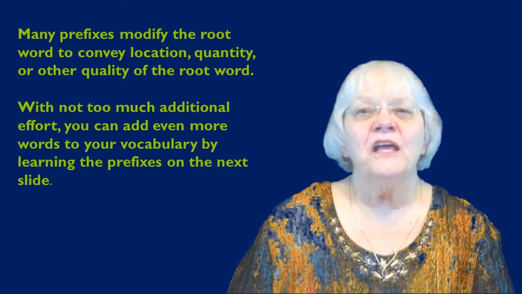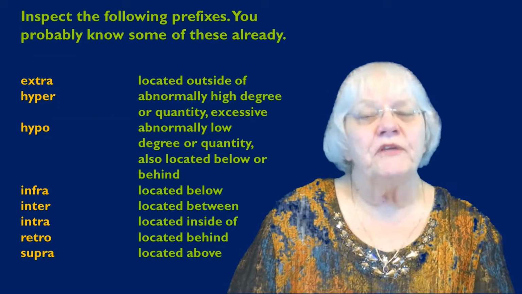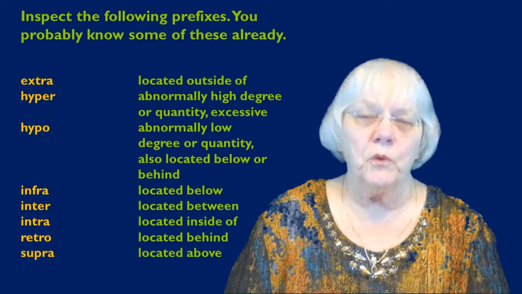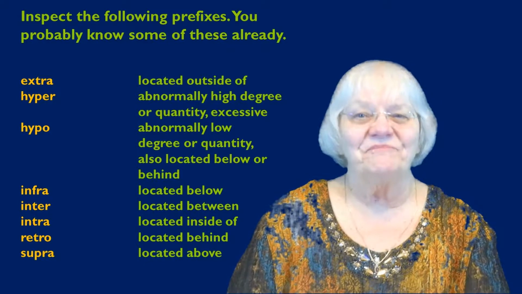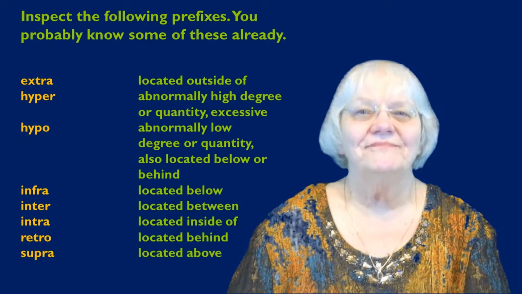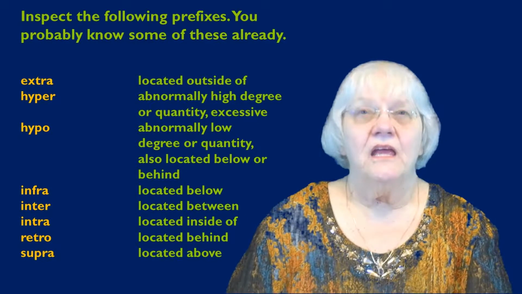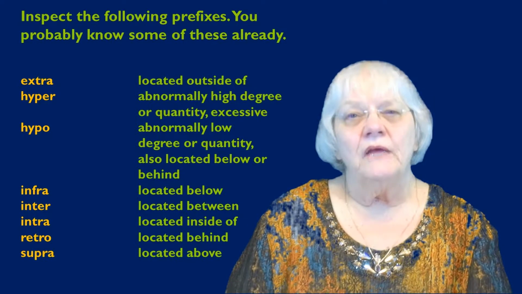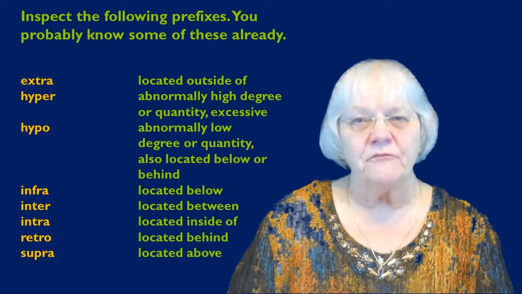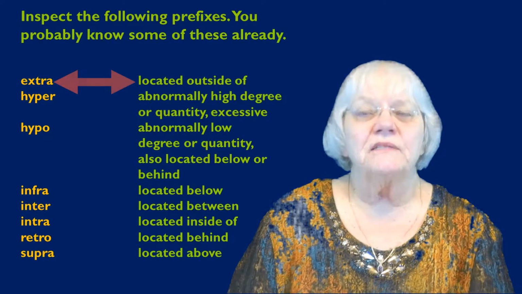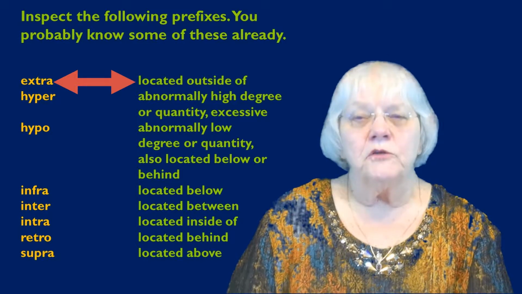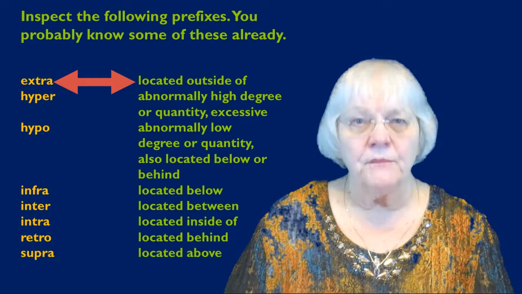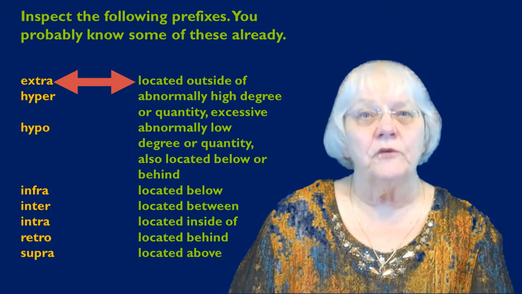So on the next slide, we see that now we're moving into our prefixes. Without a whole lot of additional effort today, you can learn several more words by learning these prefixes. We're going to inspect the prefixes. I have them written in alphabetical order, even though some of them appear to be out of place in a way. Extra means located outside of. So you could have an extrahepatic pain. That would be pain coming from somewhere other than the liver.